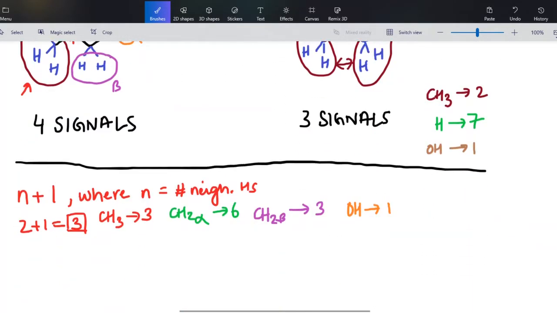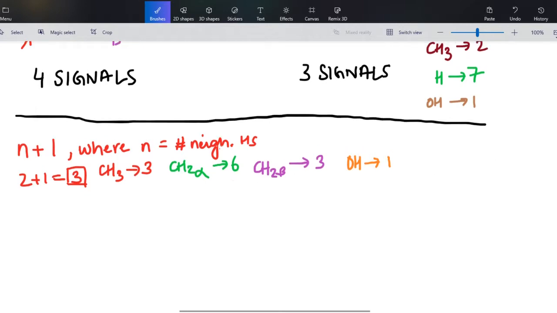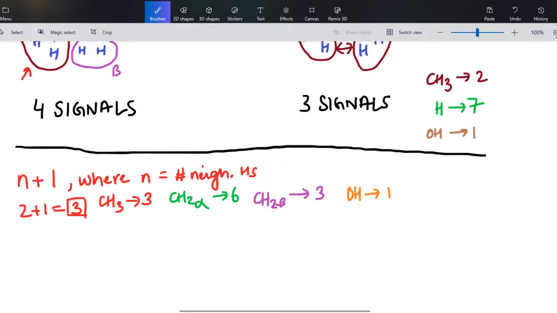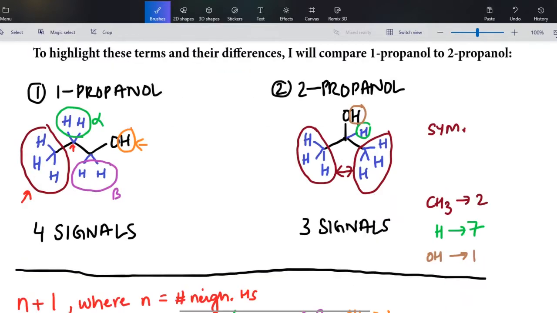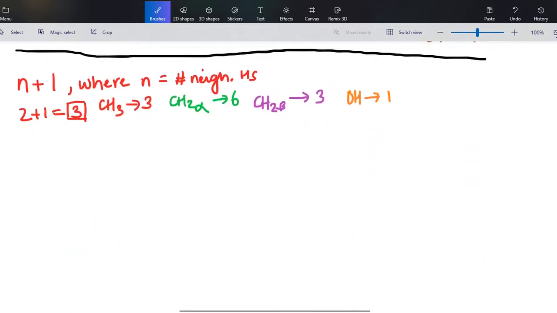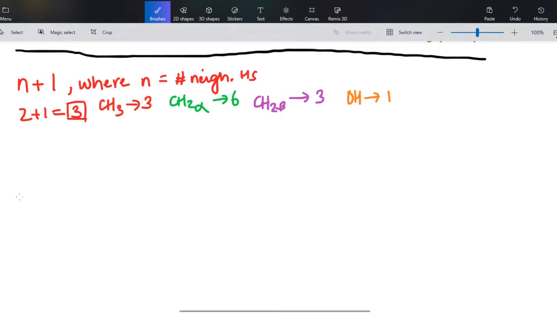But what does multiplicity actually tell us other than the neighboring compounds? Well, it gives us a way of understanding what we call the splitting pattern that I've mentioned over here. The splitting pattern is what we see when we look at an NMR. It's the pattern of the peak observed. So there are several different kinds of splitting patterns, but they can be as follows. A multiplicity of 1 has a splitting pattern known as a singlet.